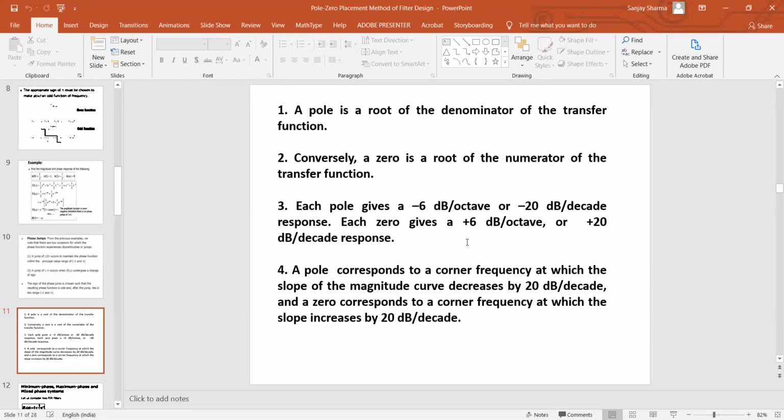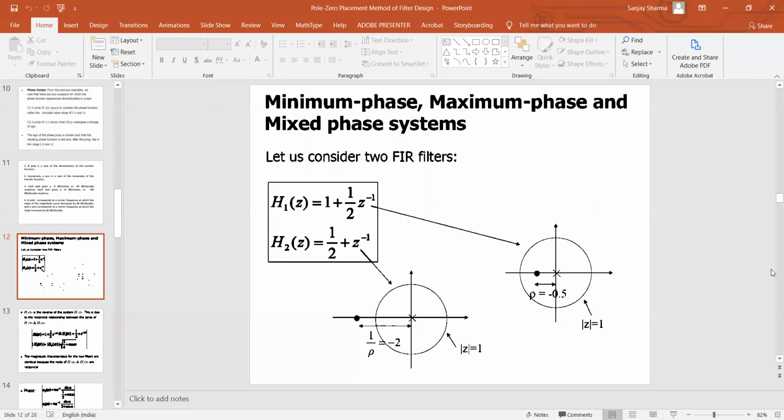Let us not go into the corner frequencies at present. We will come to this part later. Let's see some examples and some of the more considerations towards filter design. Now, let us talk about minimum phase, maximum phase, and mixed phase systems in the case of FIR filters. FIR filters will not have any poles, so let us discuss the position of the zeros.